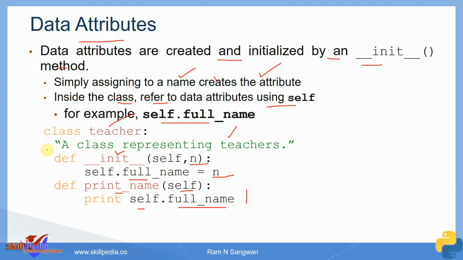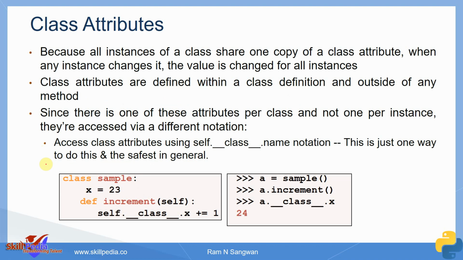They are defined inside the instance of the object when you create them. They are not common to the class. The class attributes, because all instances of a class share one copy of the class attribute, when any instance changes it, the value is changed for all instances.